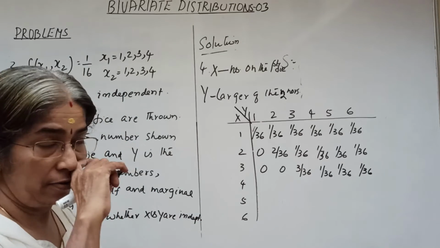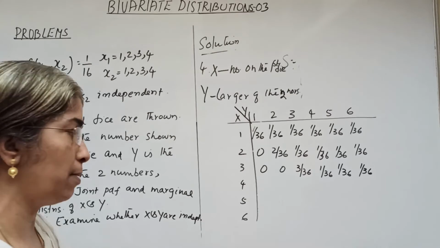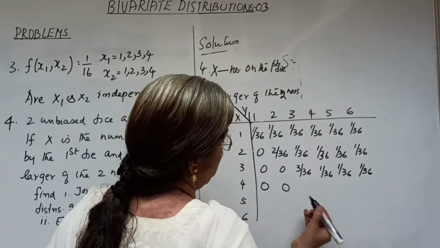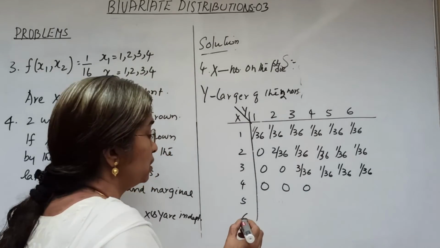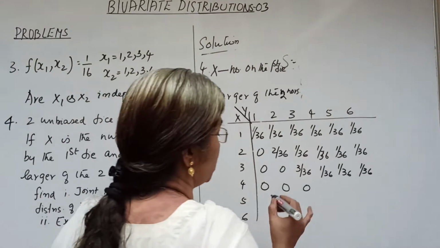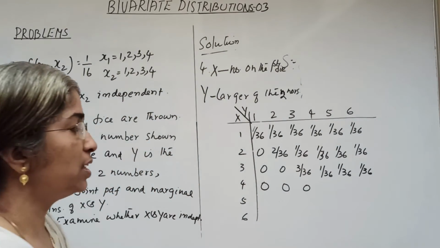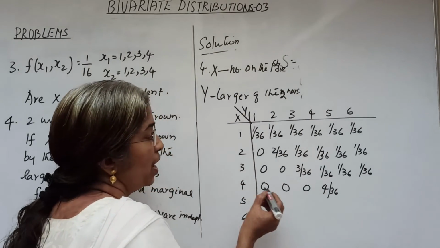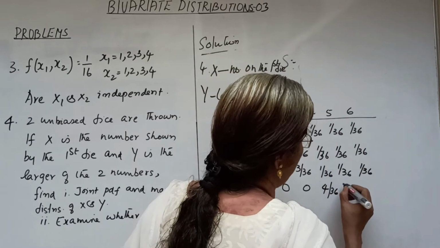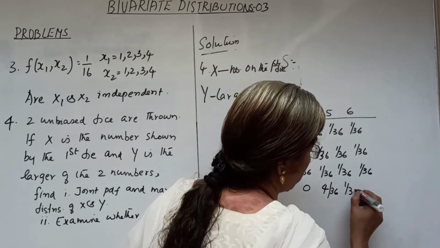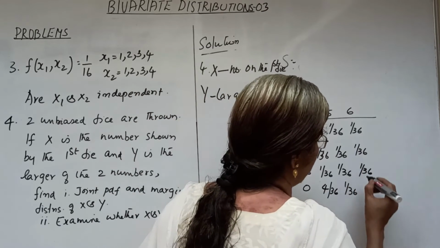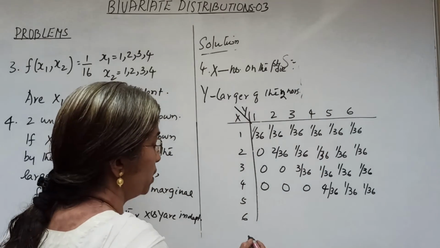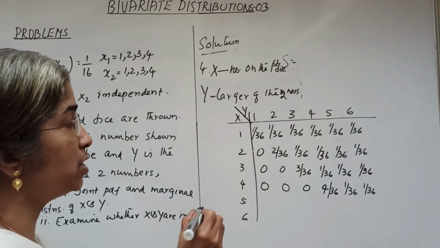Now x = 4 means the fourth row of the sample space. The larger being 1 doesn't exist, and here also for 2 and 3. What about the larger being 4? For the pairs (4, 1), (4, 2), (4, 3), (4, 4), the larger of the numbers is 4, so here the probability is 4 by 36. And here only (4, 5) is the pair for which the larger is 5, that is 1 by 36. And only (4, 6) has the larger as 6, again 1 by 36.